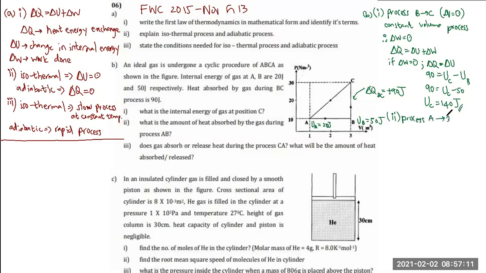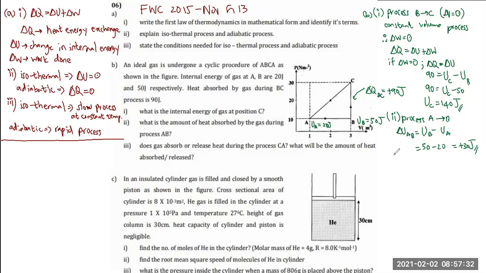Let's find out the change in internal energy, delta UAB. So, how do you find that? Final internal energy minus initial internal energy. And UB is how much? 50. UA is 20. 50 minus 20, and that is plus 30 joules. That is the change in internal energy.